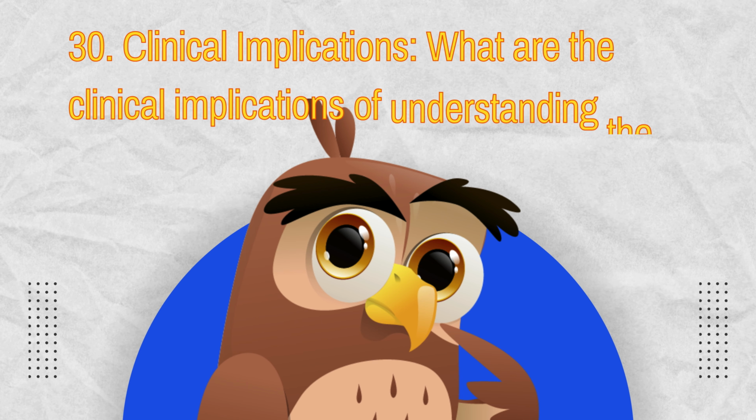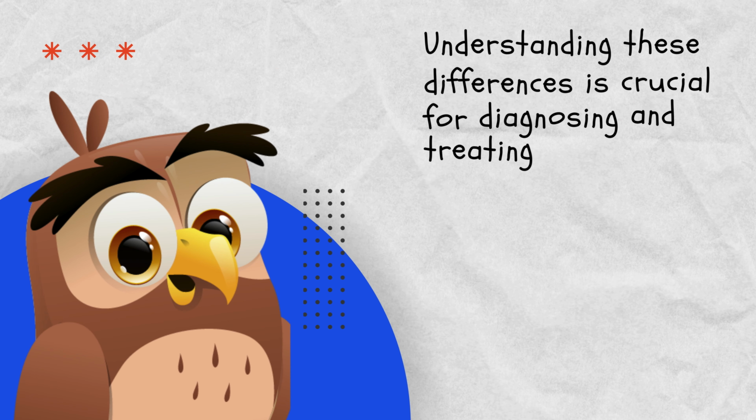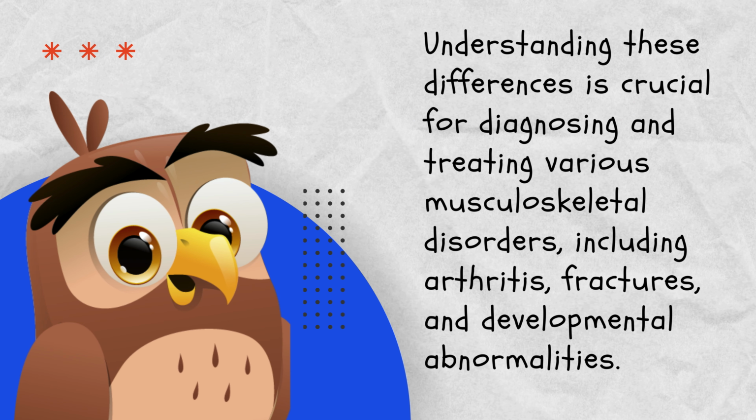30. Clinical implications. What are the clinical implications of understanding the differences between cartilage and bone tissue? Understanding these differences is crucial for diagnosing and treating various musculoskeletal disorders, including arthritis, fractures, and developmental abnormalities.